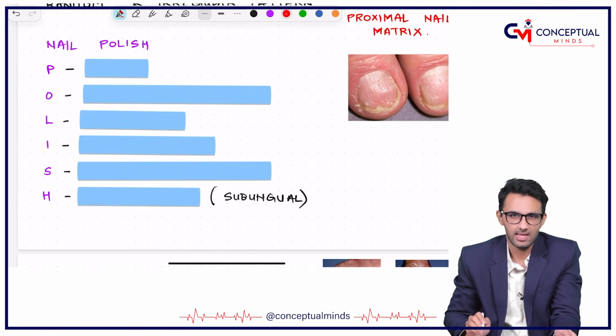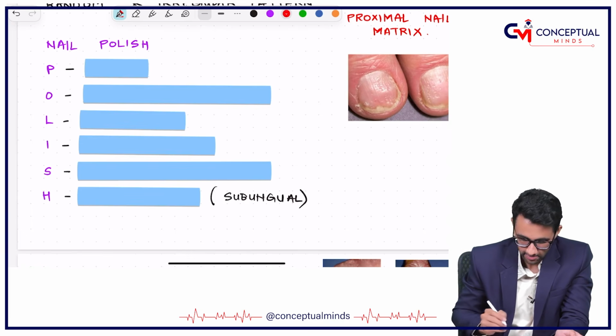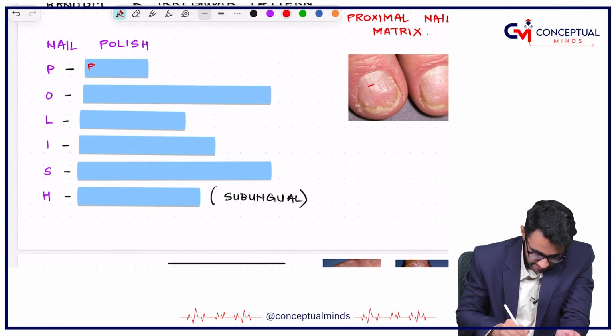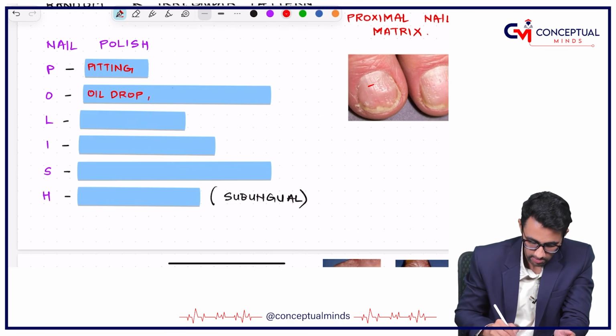Let's just take this color. N is for, the last one we did, pitting. Okay, this one, pitting. O for what? O for galactosemia? Yes, oil drop. Oil drop, right? Or onycholysis.